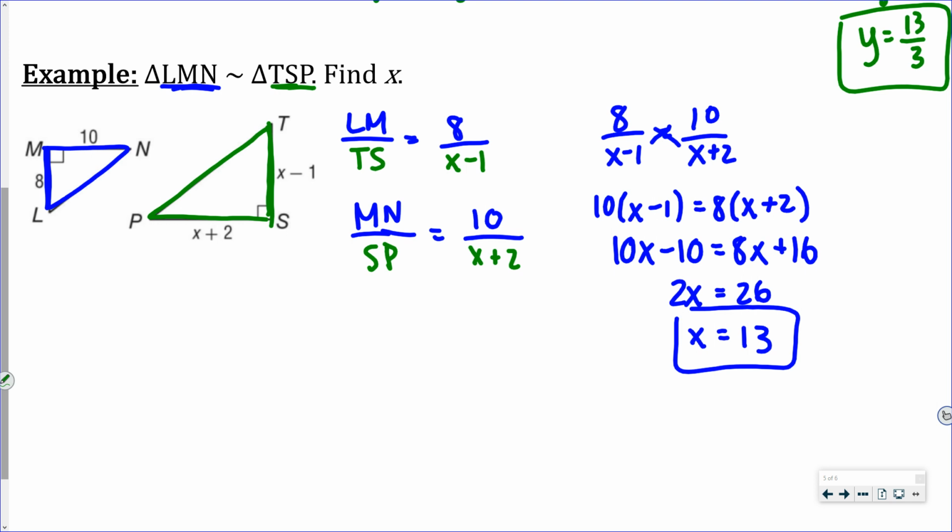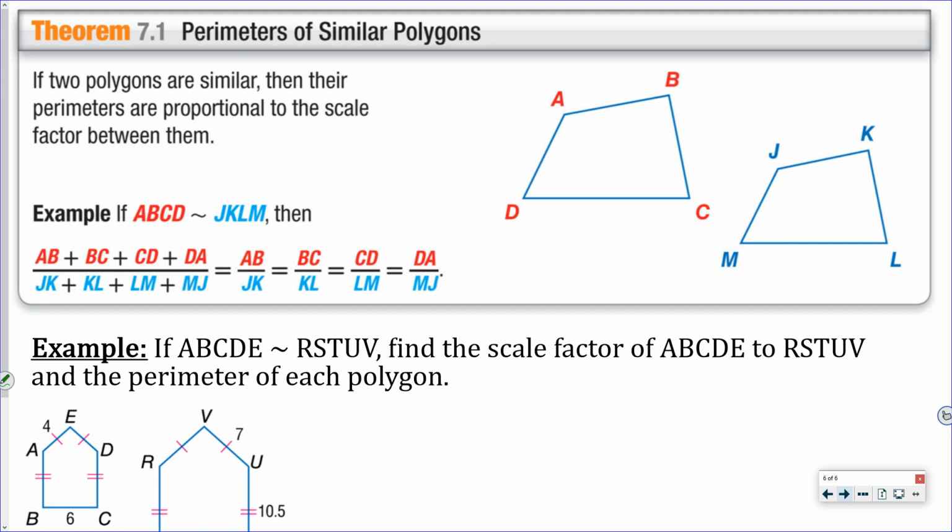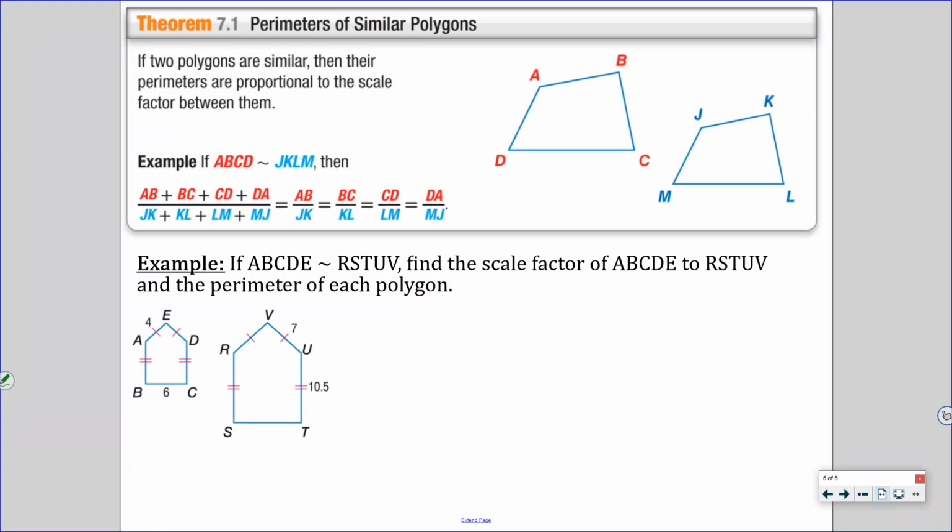Here it is. And it makes sense, because if their side lengths are proportional, then their perimeter, which is found by adding up all the side lengths, is also going to be proportional. So here's what this says: if two polygons are similar, then their perimeters are proportional to the scale factor between the corresponding sides. Here they're showing you how you calculate the perimeter, add up all the sides. That's also going to be proportional to all of those corresponding side ratios, or the scale factor.